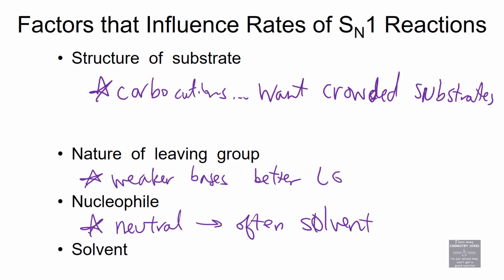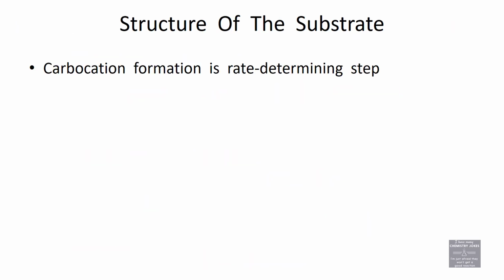Yeah? It's a weaker nucleophile. Weaker nucleophiles are generally better for Sn1, and protic solvents are generally faster than aprotic solvents. Yeah? Kind of the same as Sn2, but equally opposite, right? Yeah, maybe. All right, carbocation formation is the rate determining step, kind of what we just said.